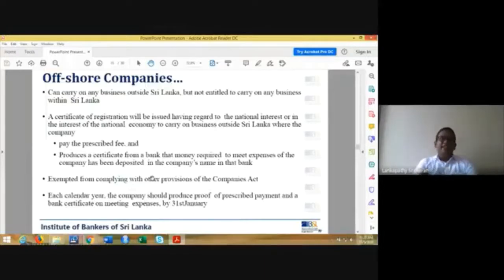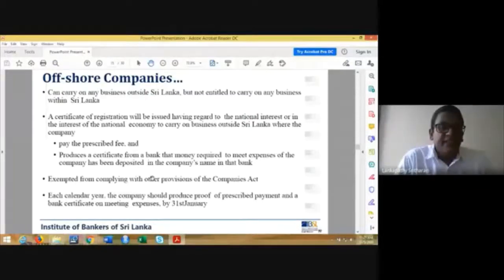So in the national interest, somebody can ask the question why it cannot carry out the business in Sri Lanka, since they are registering as a company. There may be other purposes, but the Registrar of Companies can issue this based on the national interest of the national economy, but they have to pay the prescribed fee as well as produce a certificate from the bank that the money required to meet the expenses, all the expenses, is already deposited in the bank. So this is the thing.